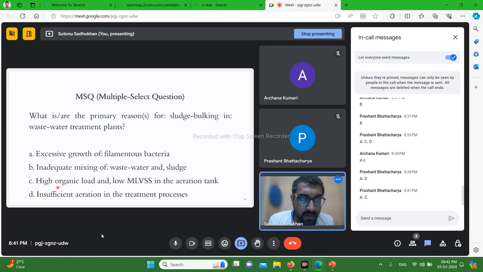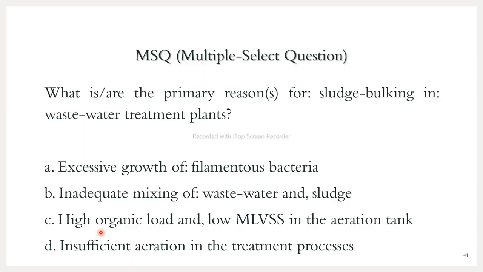Prashant is telling option A and C. Archana, you should also answer this. You have answered? No. Earlier I overlooked. What are the primary reasons for sludge bulking? The others are not. Okay, A, C, and D you are saying. See, A and C are correct only. You'll see the answer. So, A and C are correct.